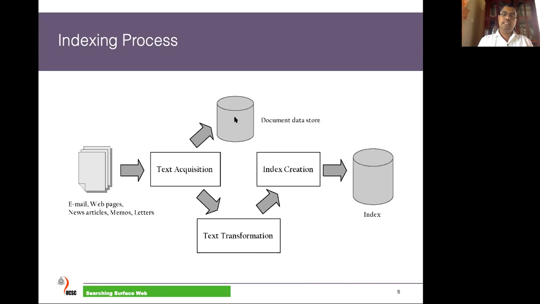The indexing process is basically a combination of text acquisition, information retrieval, text acquisition from online documents, including emails, web pages, newsletters, social network websites, and so on. After that comes text transformation, which transforms the retrieved data into meaningful formats, and then the creation of indexes. As you may understand, since we have trillions of documents interconnected to the surface web, indexing those documents in an efficient way is not a simple task.